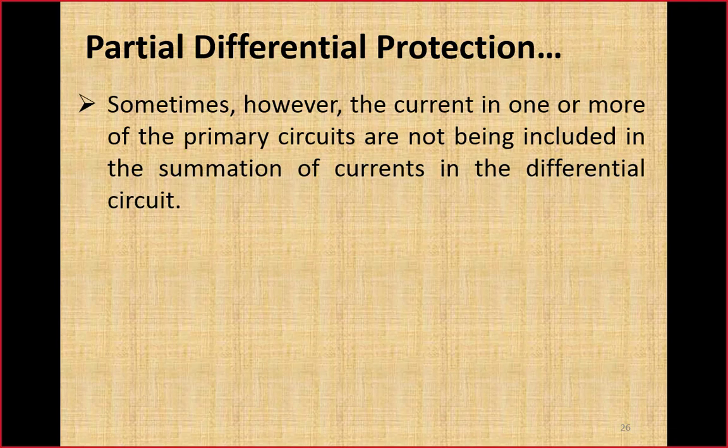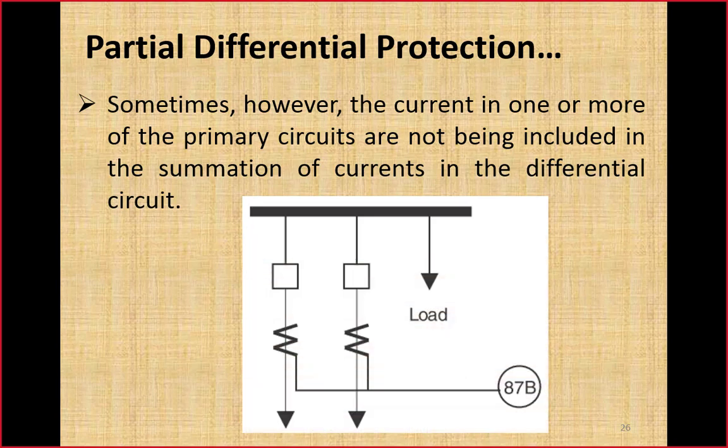Sometimes, however, the current in one or more of the primary circuits is not included in the summation of the current in the differential circuit, and that is known as partial differential protection. For example, this load is an auxiliary transformer connected to the bus, which supplies power for the local needs of the substation, and normally a circuit breaker is not used there. We normally use an isolator, and further, the amount of this load is much smaller compared to the load carried by these circuits, circuit 1 and 2.